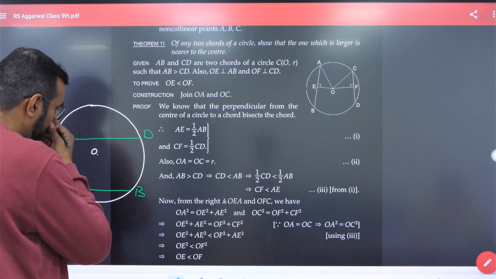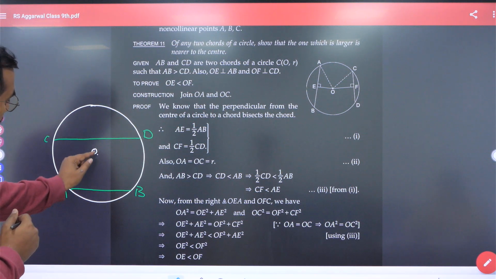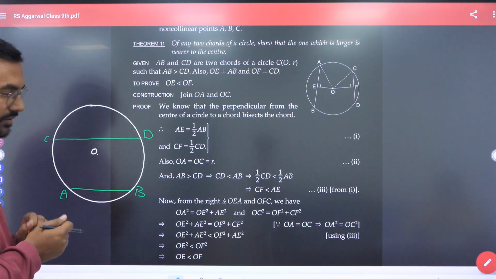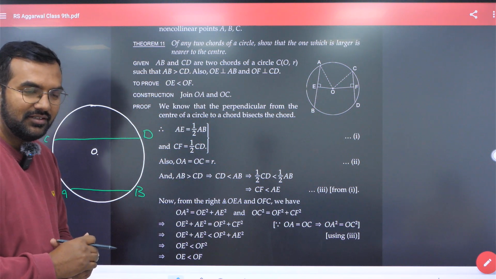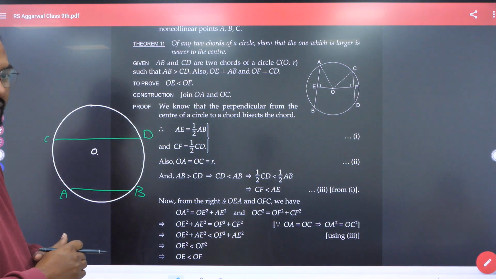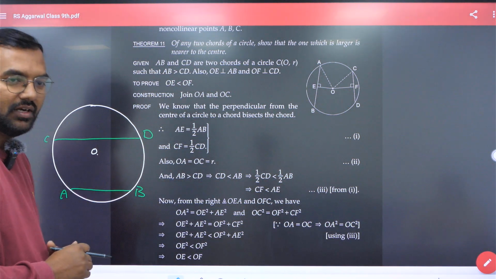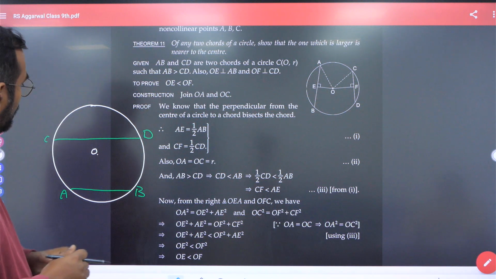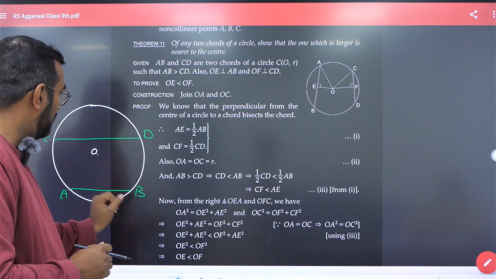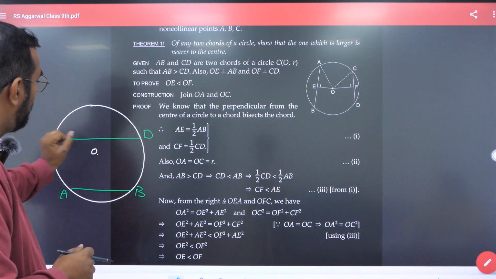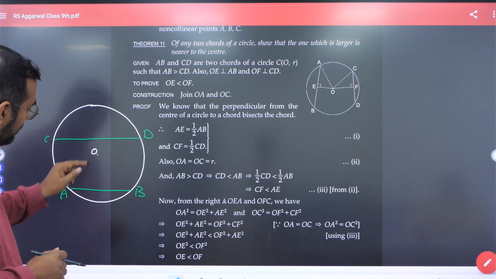To prove it, first of all we will draw a perpendicular from O to AB and from O to CD. Why perpendicular? Because the perpendicular from a point represents the distance from that point to the given line, right? So we have to show that the distance of this one from O is smaller than the distance of that one from O.